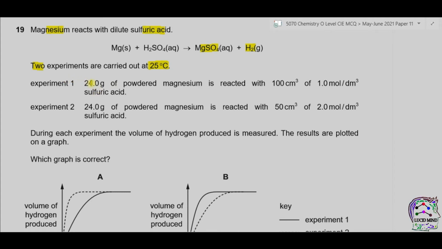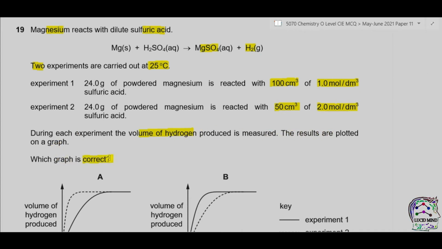In the first experiment, we have 24 grams of powdered magnesium. Again, in the second, we have 24 grams of powdered magnesium. The first reacts with 100 cm³ of 1 mol/dm³ sulfuric acid, and the second with 50 cm³ of 2 mol/dm³ sulfuric acid. During each experiment, the volume of hydrogen is measured. The results are plotted on a graph.